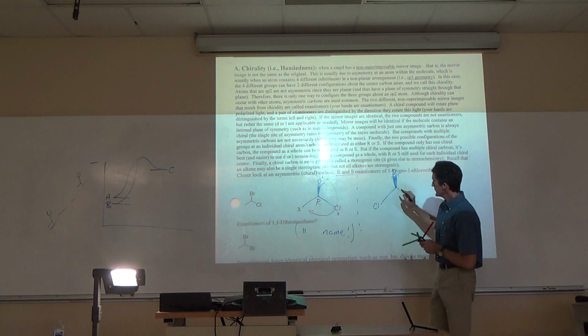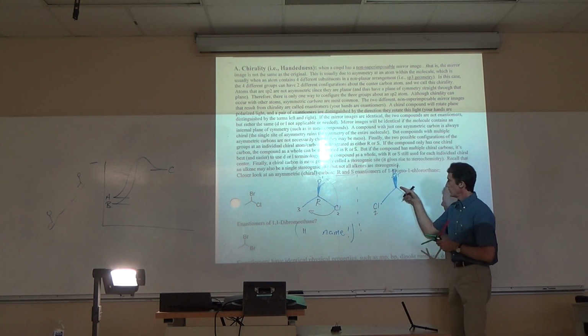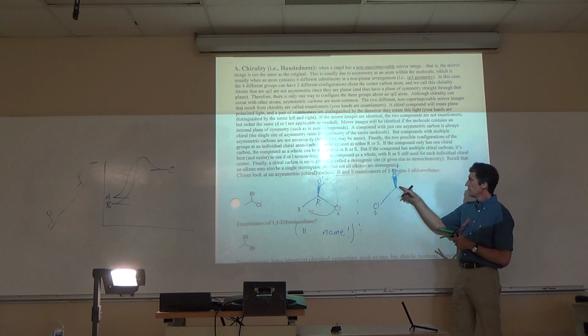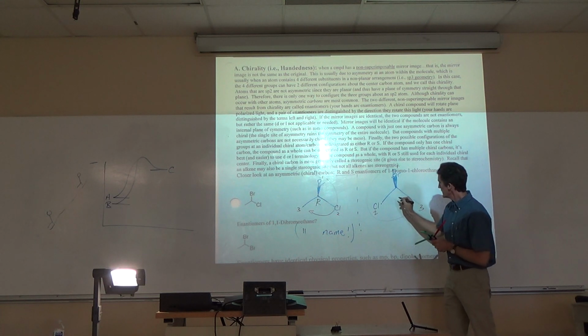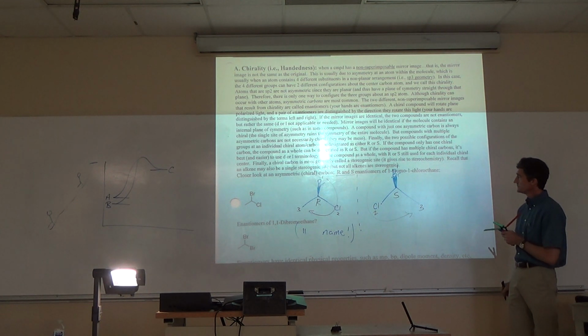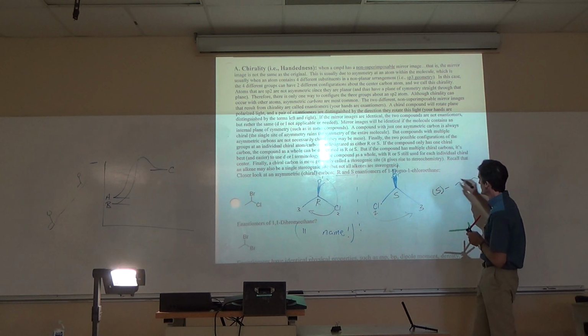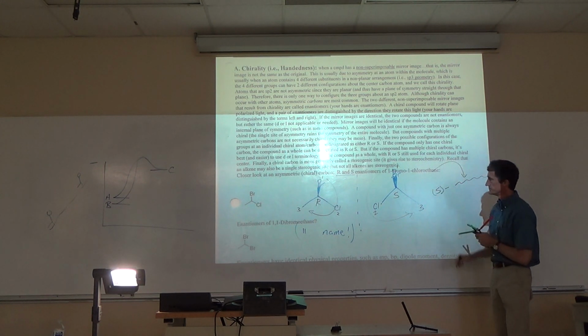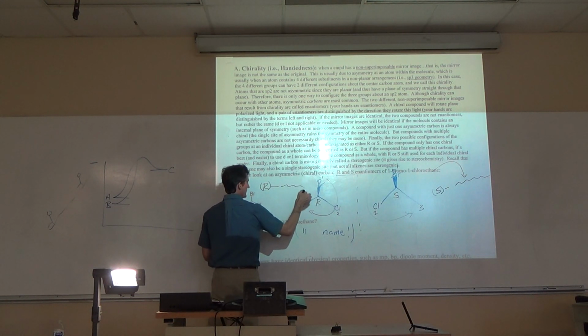Over here, priorities: bromine 1, chlorine 2, carbon 3. What's 4? It's in the back. With the low priority group in the back, what's the configuration at this chiral carbon? S. Counterclockwise is S. So the name of this compound would be S, and then the name. Where this one would be R, and then the name.